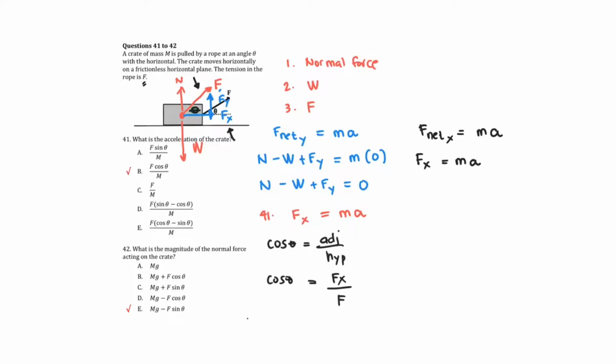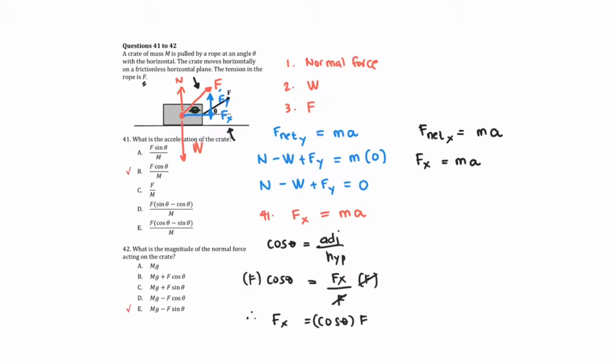So therefore, we could say that Fx is in fact equal to cosine theta multiplied by the force F, because as we manipulate this equation, we could multiply both sides with F. We will be able to cancel the F on the right side of the equation, so we will have Fx is equal to cosine theta F.